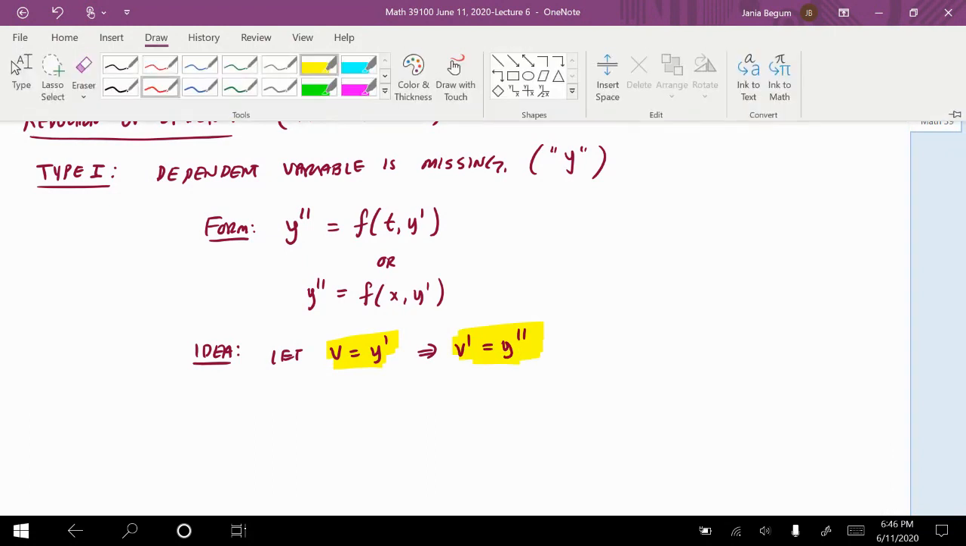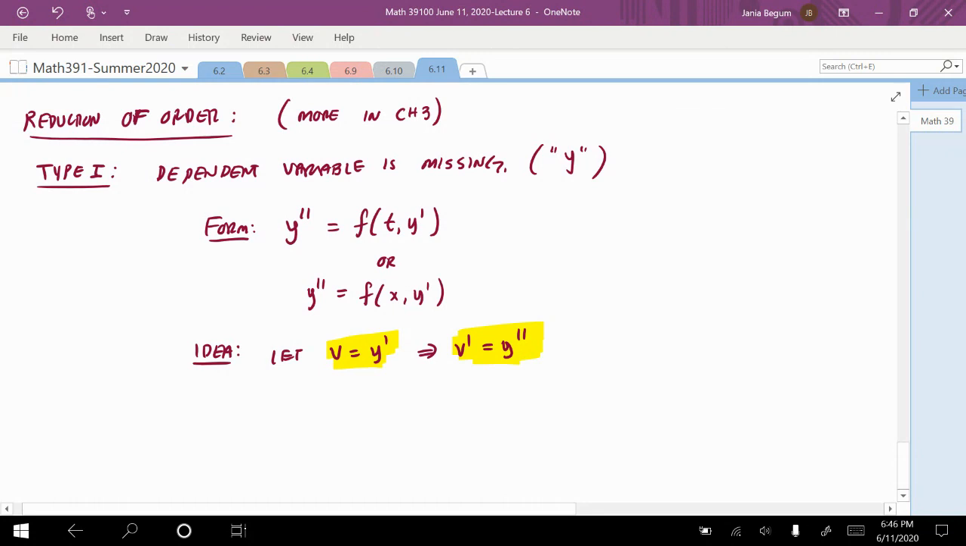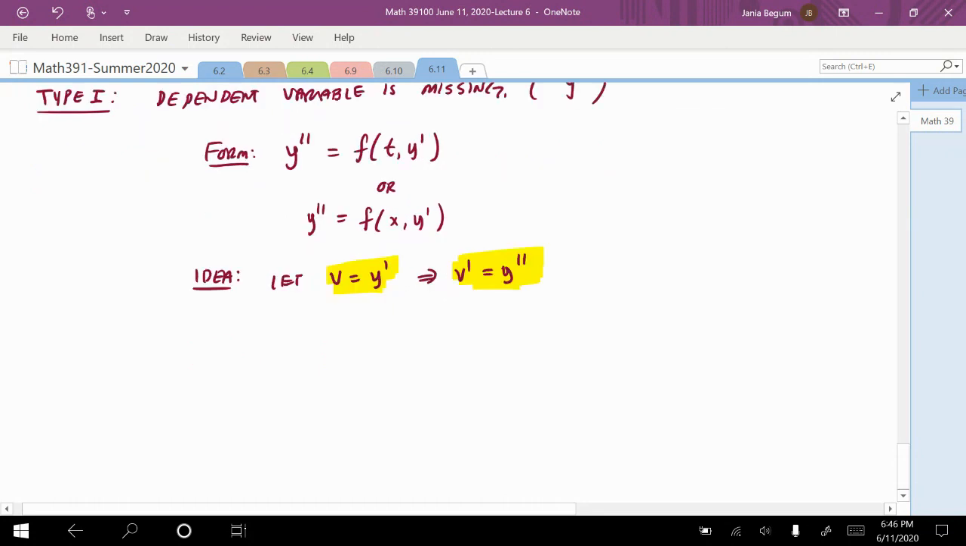I will illustrate this using an example. Let's look at the following example. Say we want to solve t squared y double prime plus 2t y prime minus 1 equals 0. Assume t is positive.